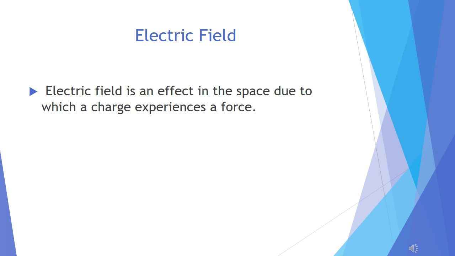So we all know that only another charged particle can apply force. That means there is an effect of another charged particle in this space. All this space where this is showing its effect is known as its field. So we can make a definition of field. Electric field is an effect in the space due to which a charge experiences a force.